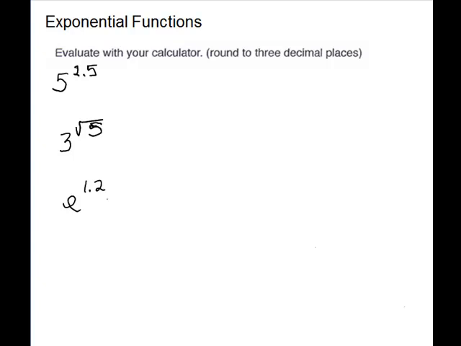Exponential functions, part 2. First, we're going to evaluate some values in your calculator. So you're going to do 5 to the 2.5 power. You may want to use parentheses on these exponents. When you get your answer, we're going to then round it to 3 decimal places. So I will just write down what I have.